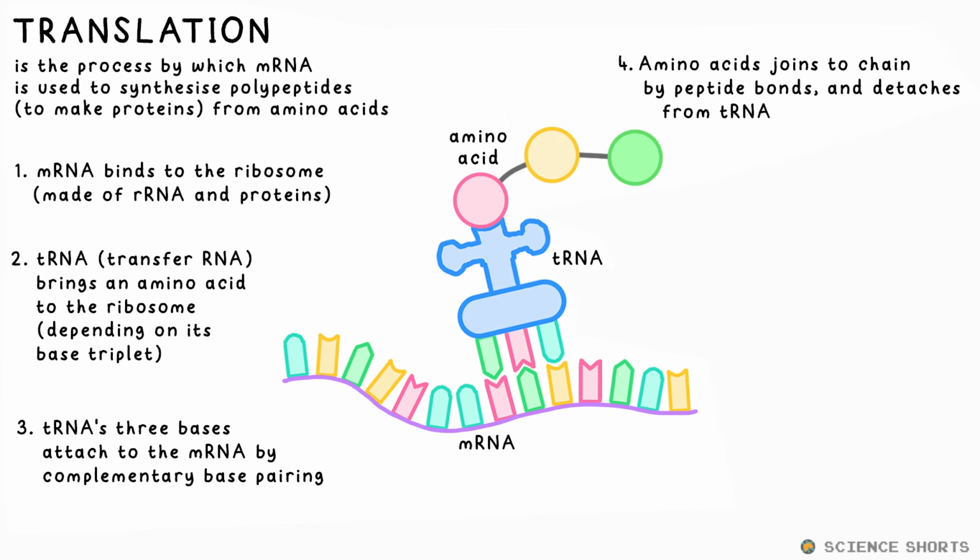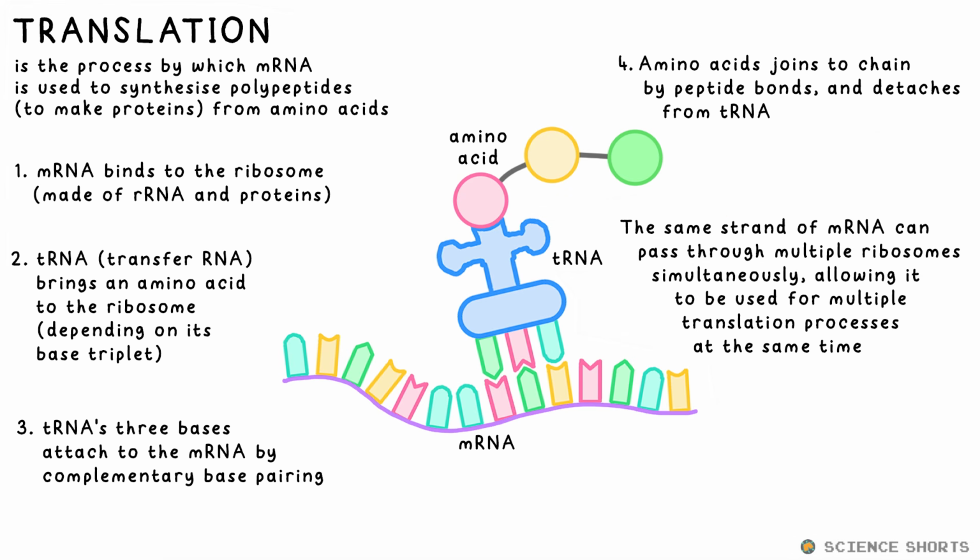2 of these are bound to the mRNA at any given time, allowing for the attached amino acids to be joined together one by one by peptide bonds, which then detach from the tRNA. The same strand of mRNA can pass through multiple ribosomes simultaneously, increasing its efficiency.